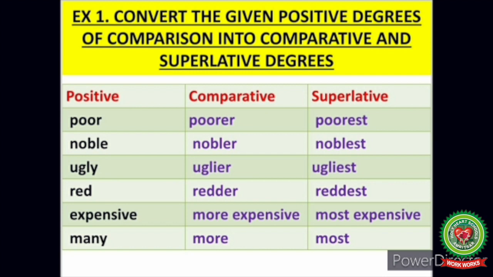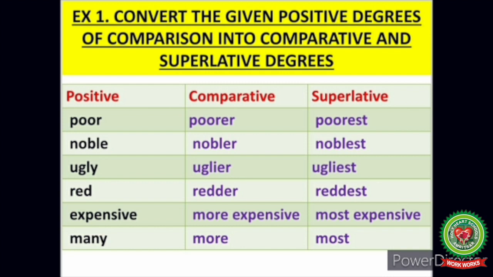Now we will do some exercises related to this chapter. Convert the given positive degrees of comparison into comparative and superlative degrees. Number 1. Poor. It is a one-syllable word, so we will add ER in its comparative degree and EST in its superlative degree. So it will become poor, poorer, poorest. Number 2. Noble. It is ending in E, so we will simply add R in its comparative degree and ST in its superlative degree. So it will become noble, nobler, noblest.